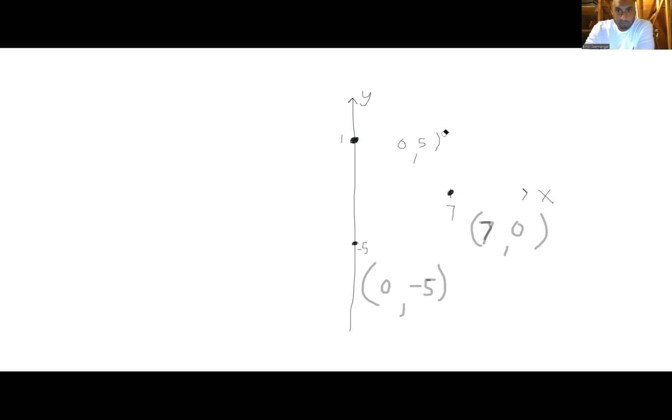All right, so now let me try to trick you again. Something a little bit harder. All right, so here's your XY. All right, there's your XY. Okay, so this is Y and this is X.